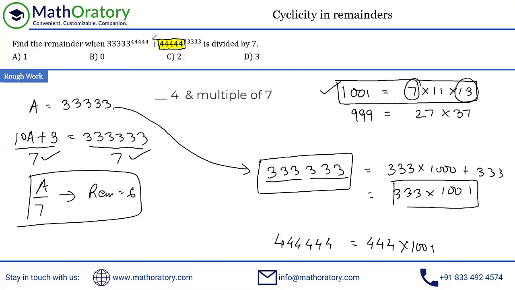I mean, a number which is a multiple of 7 and has a last digit of 4. 14 should immediately hit you, isn't it? So if it is 14, using the same idea, this 4, 4, 4, 4, 4, when divided by 7 should leave a remainder of 1, right?